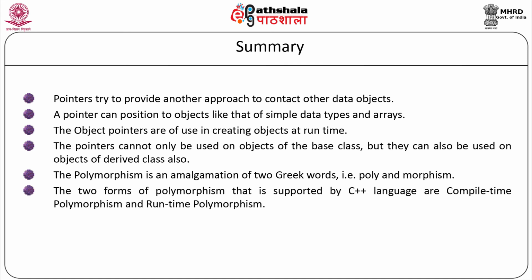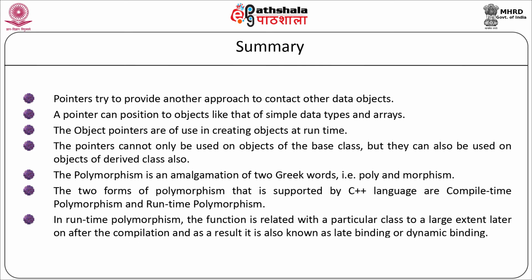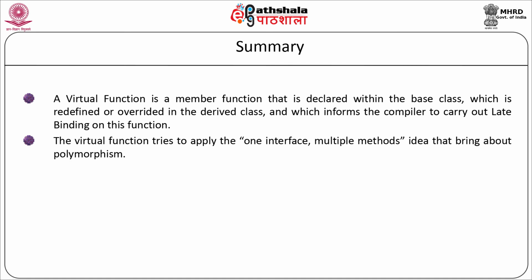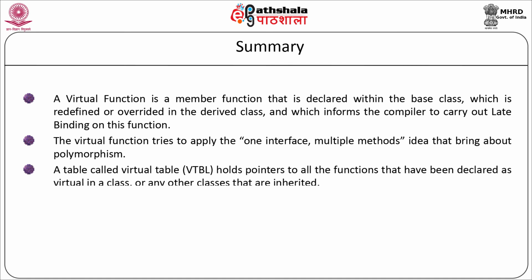The 2 forms of polymorphism supported by the C++ language are compile time polymorphism and runtime polymorphism. In runtime polymorphism, the function is related with a particular class much later, after the compilation, and as a result it is known as late binding or dynamic binding. A virtual function is a member function that is declared within the base class and overridden in the derived class, and which informs the compiler to carry out late binding on this function. The virtual function applies the one interface, multiple methods idea that brings about polymorphism. A table called the virtual table, VTBL, holds pointers to all the functions that have been declared as virtual in a class or any other classes that are inherited.